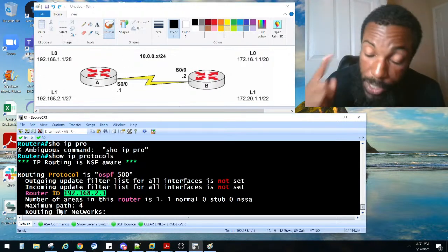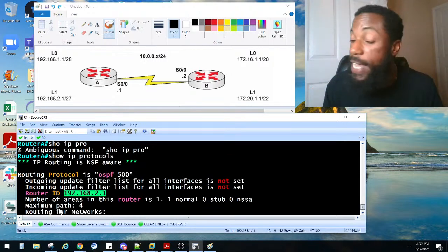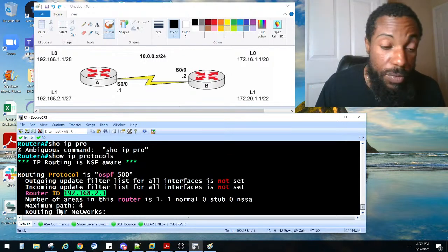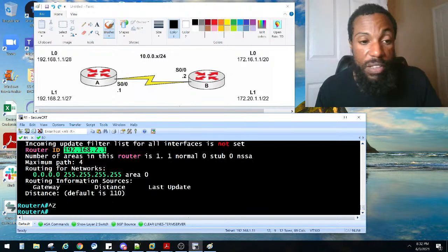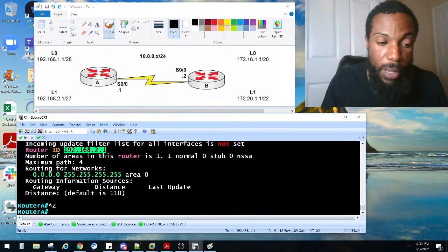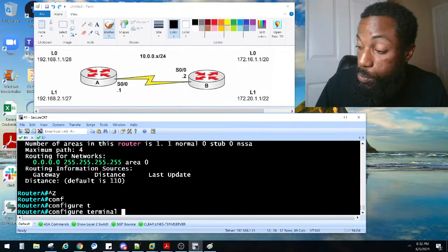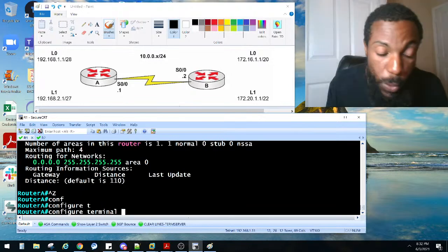But we want to change that because why? Because Paul Browning asked us to change it, for one. And two, for security reasons, you don't always want to go with what the router picks automatically. We don't go with defaults, right? Because we're network administrators and network engineers. We always change the defaults.